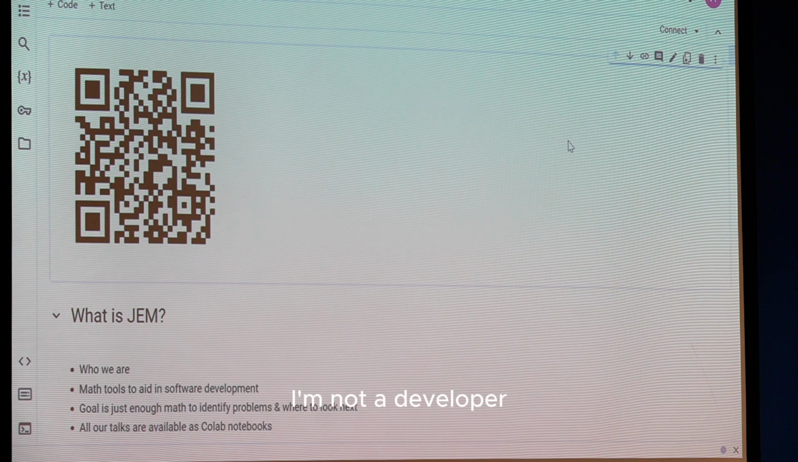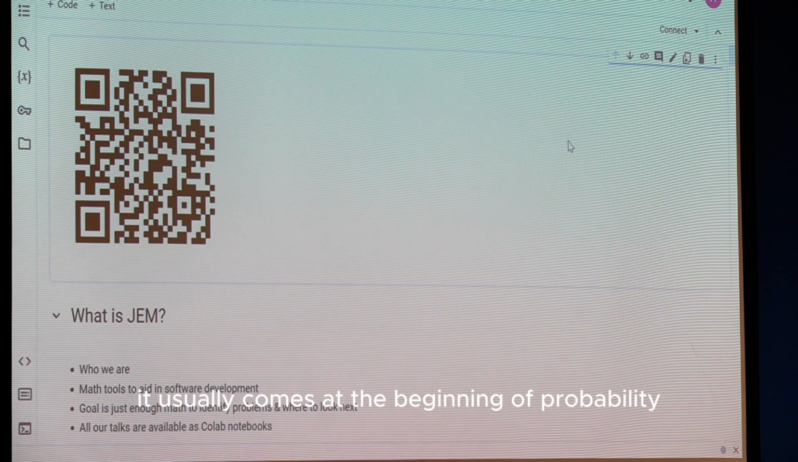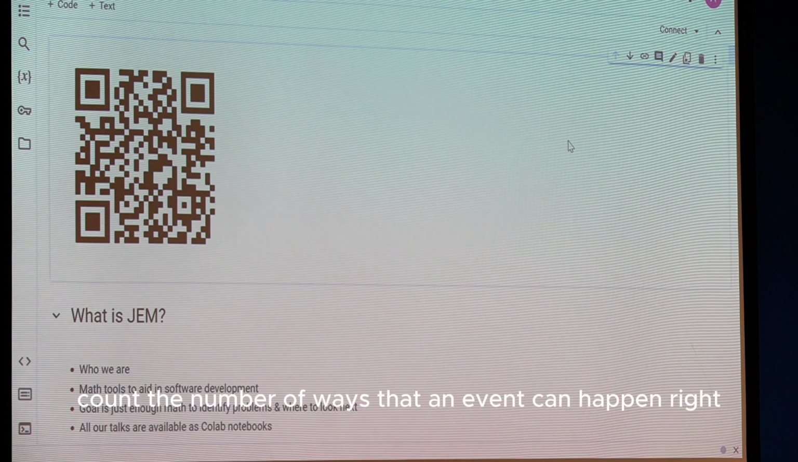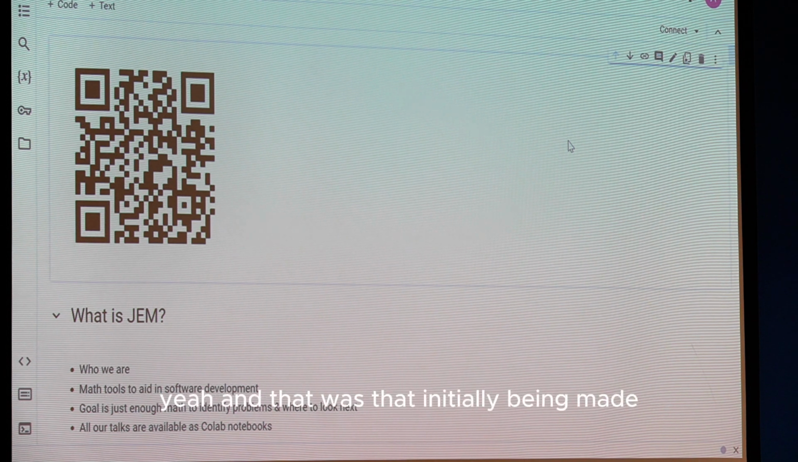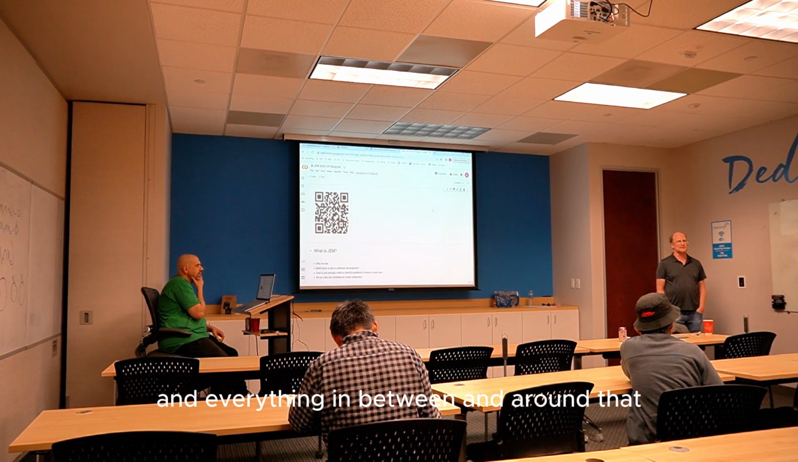I'm not a developer, I don't know about coding, but I know it was in probability courses. It usually comes at the beginning of probability courses, because you have to know how to count the number of ways that an event can happen. I remember that initially being pretty confusing. Combinations, permutations, and everything in between and around that.